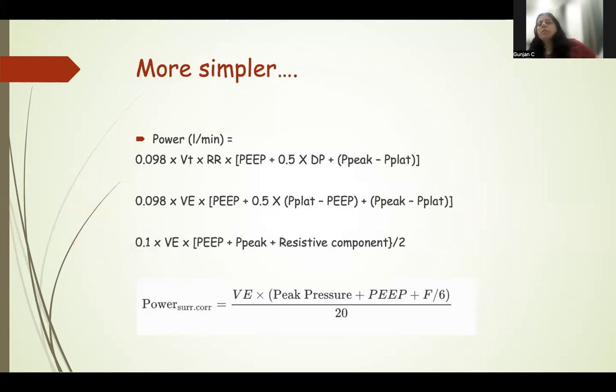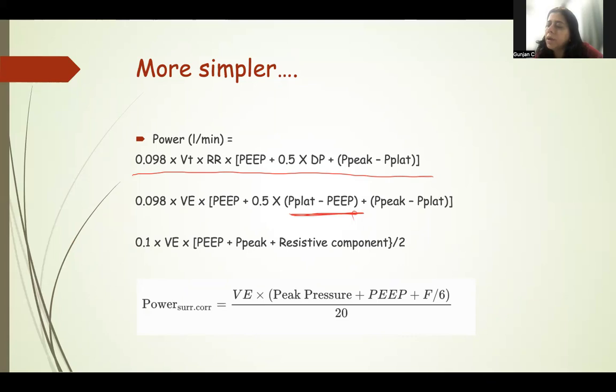Now, this is a surrogate of the mechanical power. It isn't exactly the mechanical power. After multiple equations and calculations, multiple studies were done in rats by Giosa et al. in 2019 to give a simpler equation. So this is the same equation which I took from the previous slide. I have made the driving pressure P plat minus PEEP. So it is again the same.